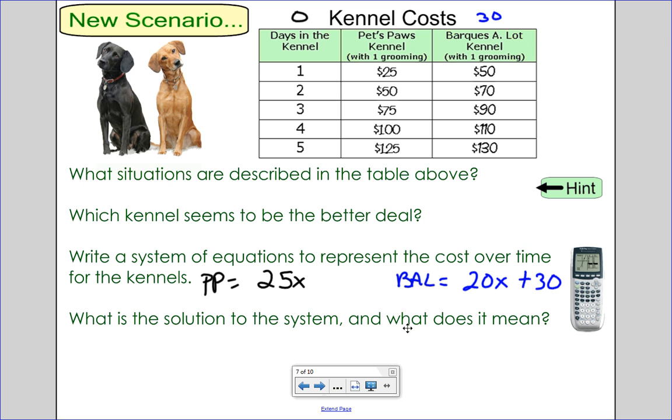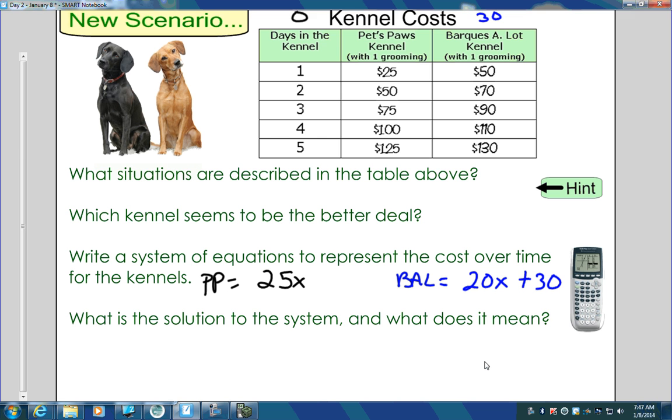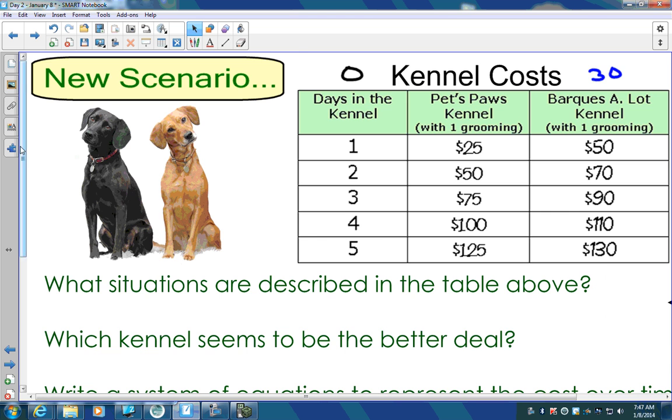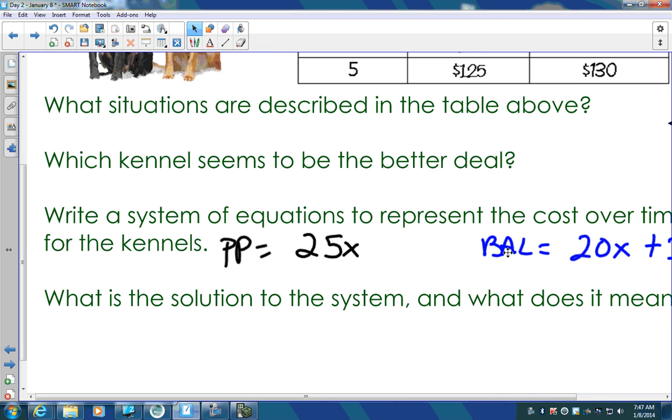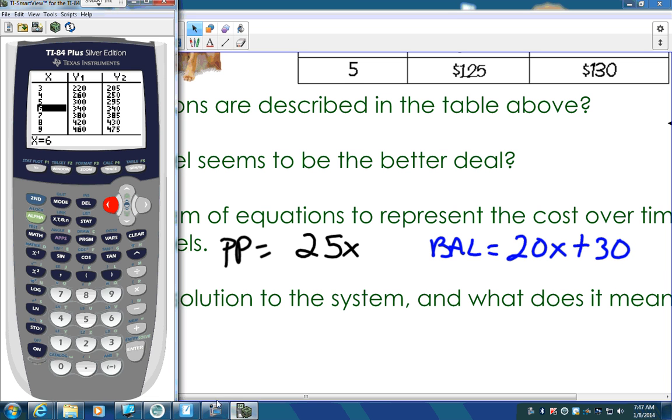All right. So now I want you to go in your calculator. I want you to find the solution. Tell me when both places cost the same. Put those in there now, please. Go to y equals. So in y1, we're going to put 25x. And in y2, I'm going to put 20x plus 30.